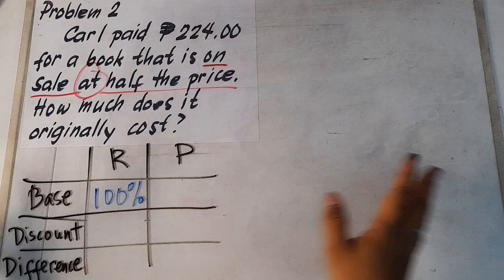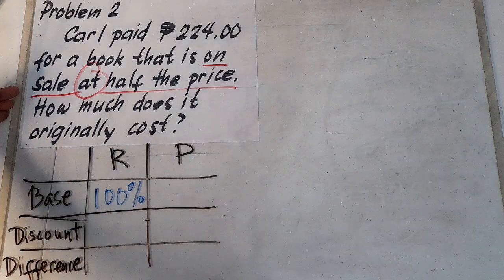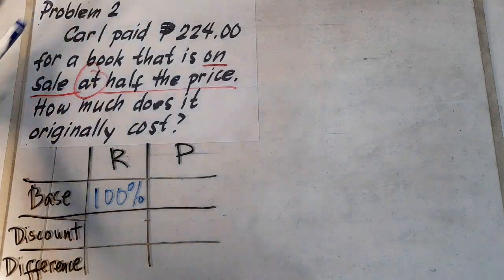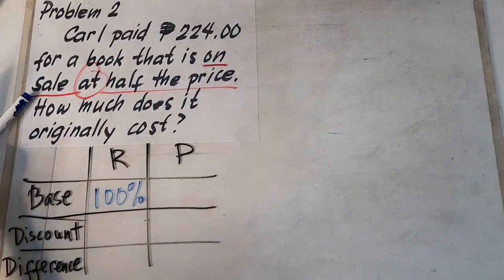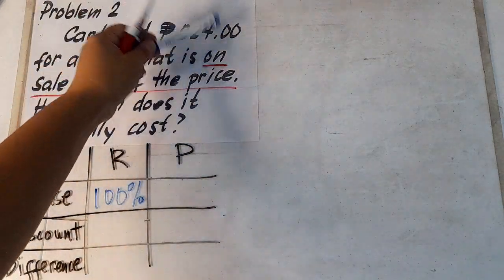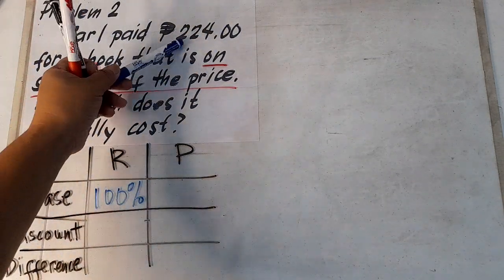Okay? And the rest will follow accordingly sa problem natin. Now, let's have the problem. Carl paid 224 pesos for a book that is on sale at half the price. So, anong ibig sabihin ng 224 pesos? Kasi obviously, dun sa problem natin, ito lang ang numero.